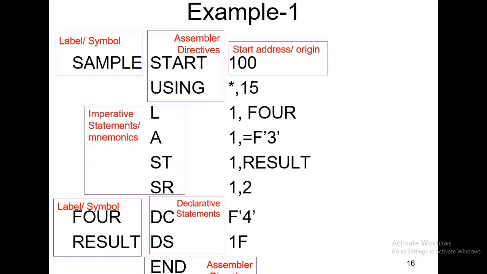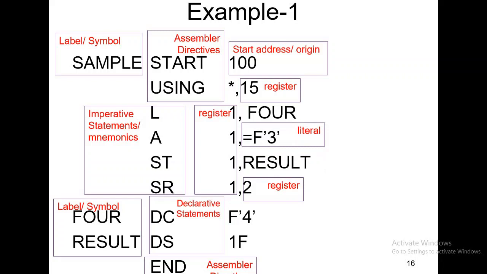Now see, 15, 1 and 2 are given. That means these are nothing but the register numbers which we are using for this program. Now see, here =F'3' is there. This is nothing but the literal. Literals are nothing but the constants which are declared without any name. So this is known as literal. And here DC, after that F is given. That means you need one full word of memory. So for this execution you need 4 bytes of memory. Again in front of DS 1F is there. That means it again takes 4 bytes of memory for the execution.